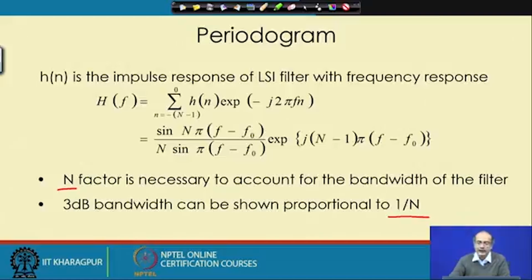So, if we have more and more data, then that bandwidth would be smaller and smaller. It will slowly converge towards the impulse function in the frequency domain. If we could have an infinite amount of data, it could give us the exact energy at frequency f equal to f0, and that is true for any f0.